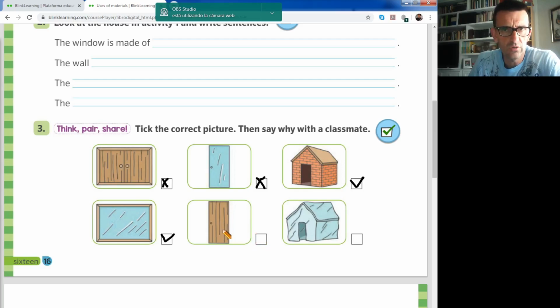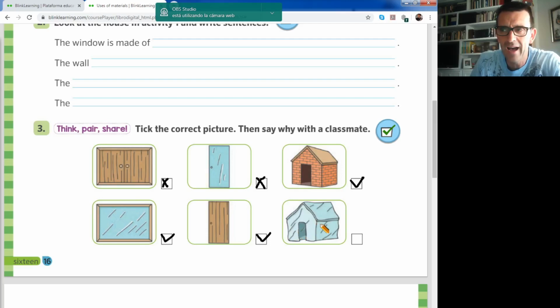What about the door made of wood? Is it good or not? Yes, of course. The doors made of wood are very normal in your house and in every place you visit. And what about a house? A house made of ice. Una casa hecha de hielo.